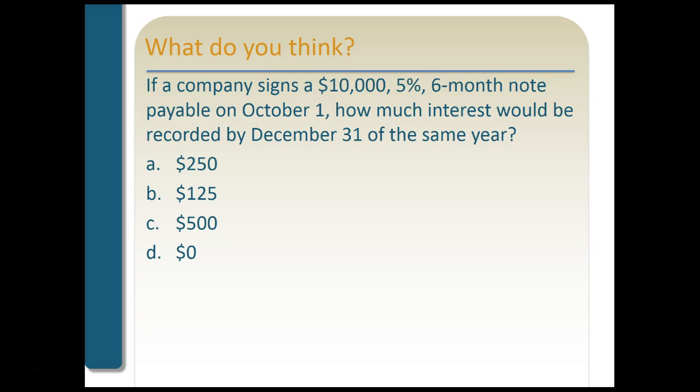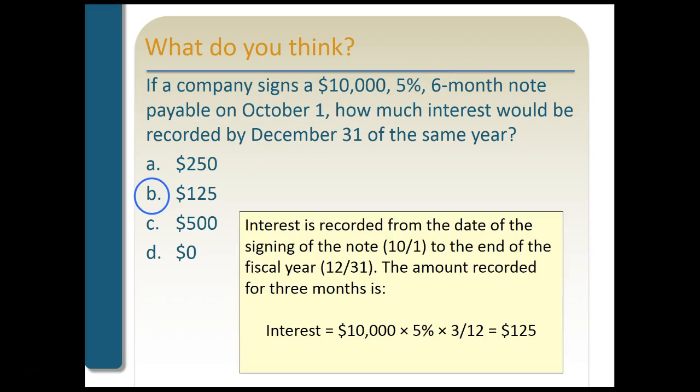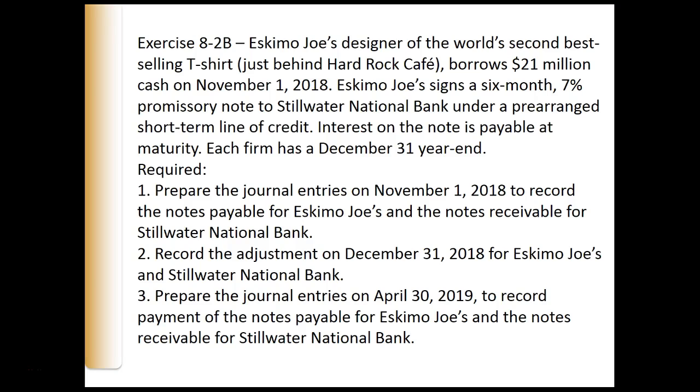Remember, this is 3 months of interest. That 5% interest rate is on an annual term. So the interest would be 10,000 times 5% times 3/12. That's going to give us $125. Let's look at an exercise to help understand this information.